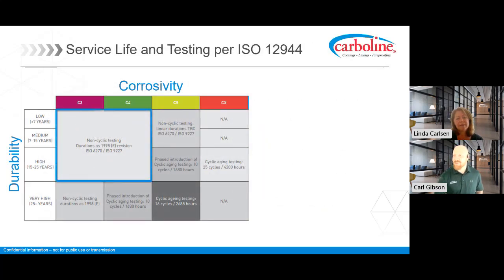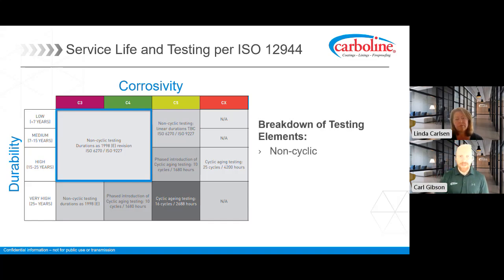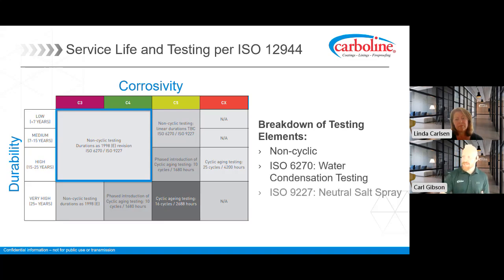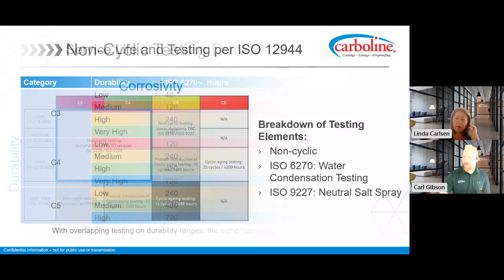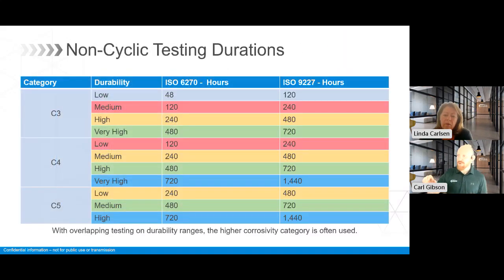And then, so this is what the testing looks like for C3 to C4, C5, and CX. If we're looking at low, medium, and high durability for C3 and C4, there's no cyclic testing. There is only the 6270 water condensation testing and the 9227 neutral salt spray testing. And we can see on this table, which we've highlighted, how they overlap slightly.